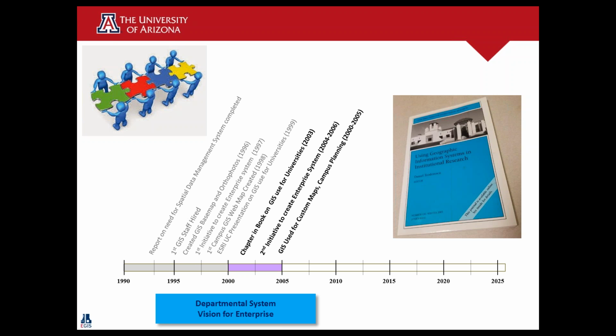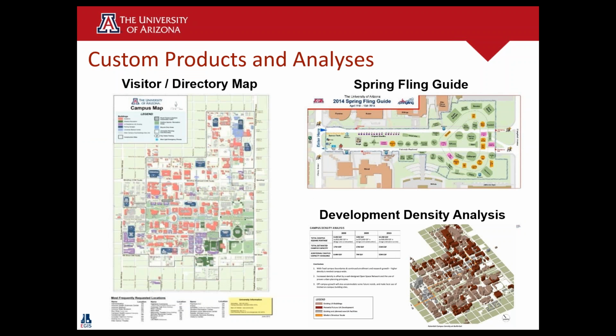During this period, the GIS was used extensively for custom maps and campus planning. So here are a couple examples of some of the types of custom maps that we have done many of, and continue to do. On the left is a visitor directory map that's used in wayfinding kiosks around campus. On the upper right is a guide to rides and activities at a student-run carnival that's held every year on campus, and the lower right is a development analysis of current and proposed density on campus.